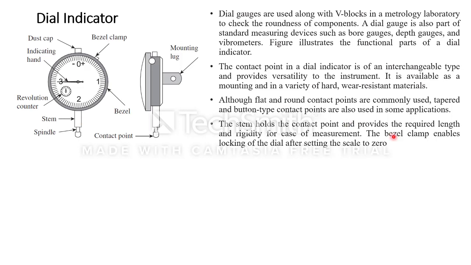The bezel clamp enables locking of the dial after setting the scale to 0. Yes, this bezel clamp is used to lock the dial after setting it to 0, as I told in the previous slide. Initially we will take one masterpiece and you can rotate this dial. This dial is rotated using a rack and pinion to make it 0 with the masterpiece.